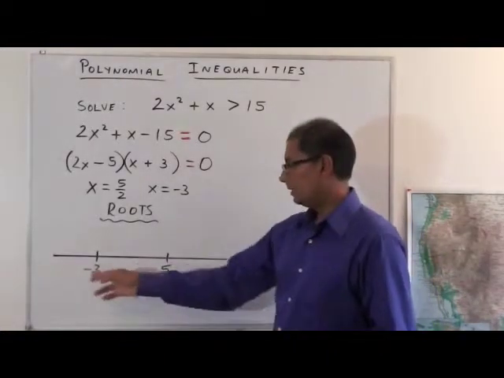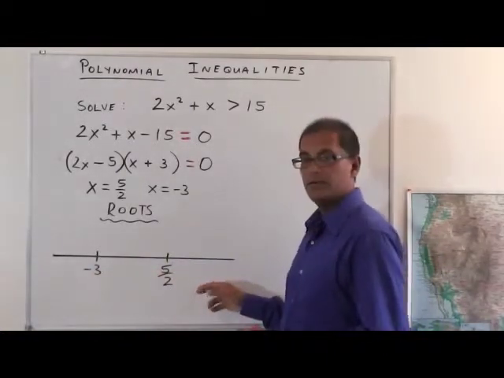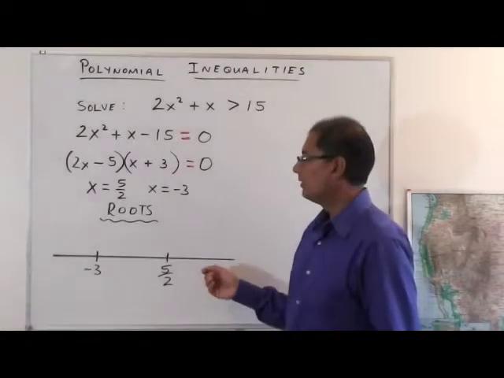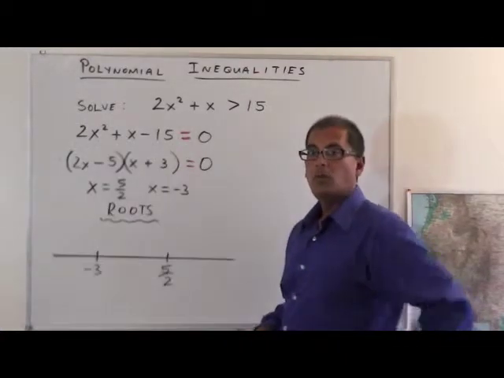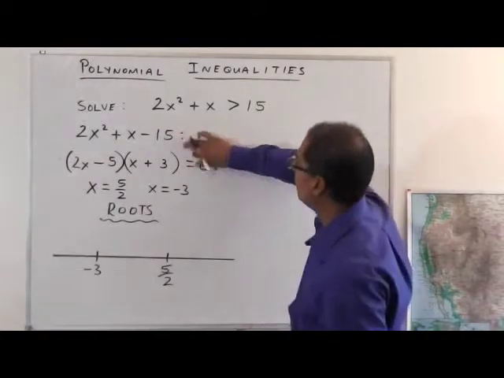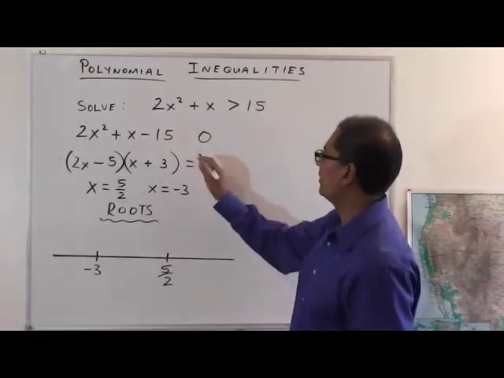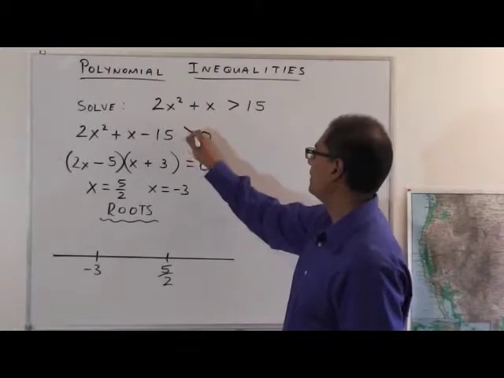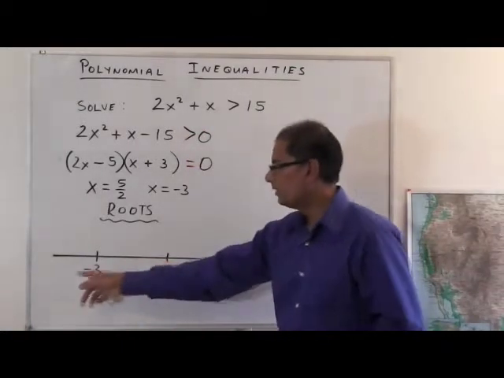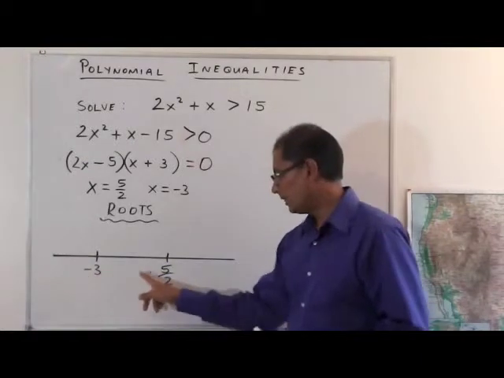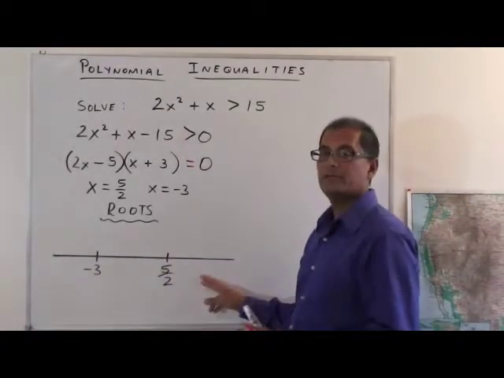And now we're going to pick numbers in each of these areas to test on the number line if they satisfy the original inequality. What is the original inequality? It was 2x squared plus x minus 15 greater than 0. That's the original inequality. So we're going to pick numbers less than negative 3, between negative 3 and 5 halves, and greater than 5 halves.